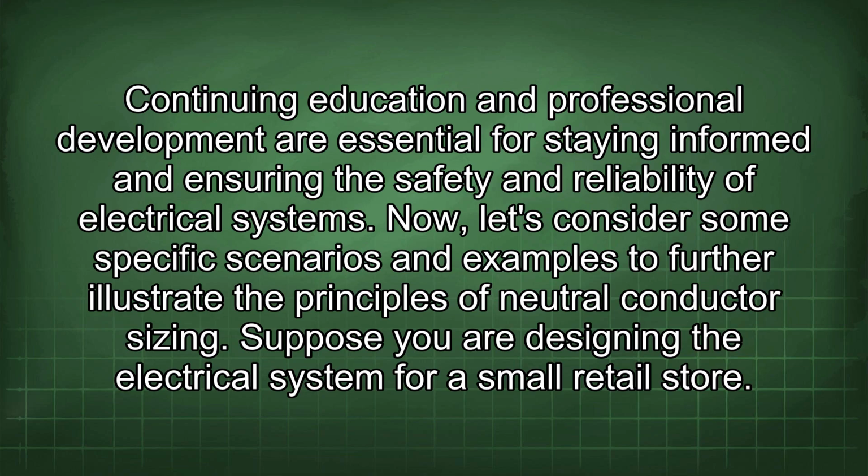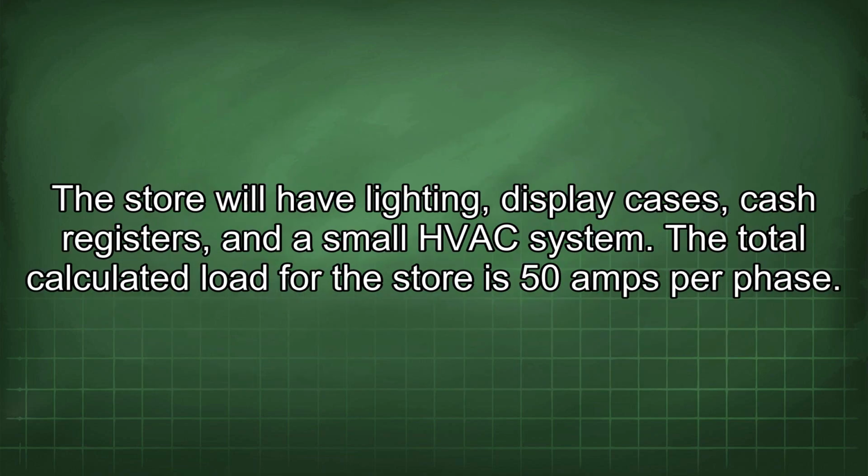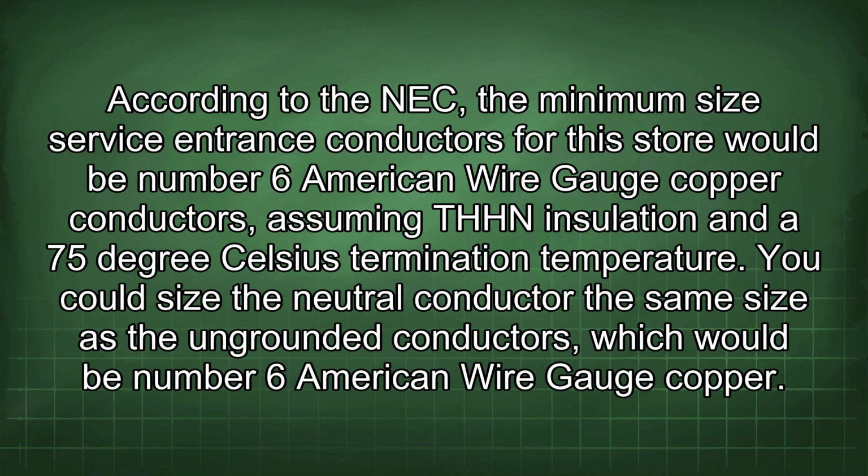Now, let's consider some specific scenarios and examples to further illustrate the principles of neutral conductor sizing. Suppose you are designing the electrical system for a small retail store. The store will have lighting, display cases, cash registers, and a small HVAC system. The total calculated load for the store is 50 amps per phase. According to the NEC, the minimum size service entrance conductors for this store would be number 6 American wire gauge copper conductors, assuming THHN insulation and a 75°C termination temperature.